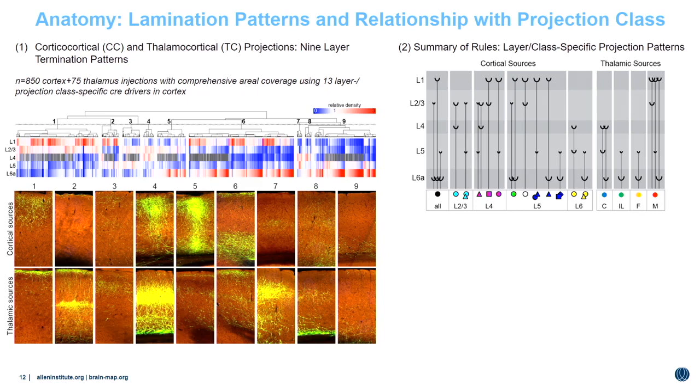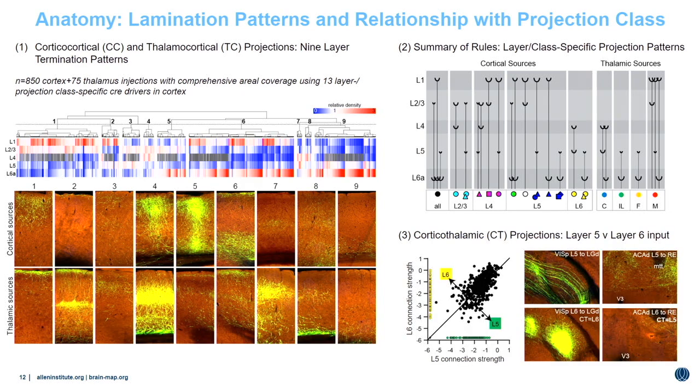All right. So here is a summary of all the different layer termination patterns in the cortical regions. And we also included the information from the cortico-thalamic projection patterns. In this case, we looked into the source layer. So basically, whether the connection arises from layer 6 of the cortical area or layer 5 of the cortical area.